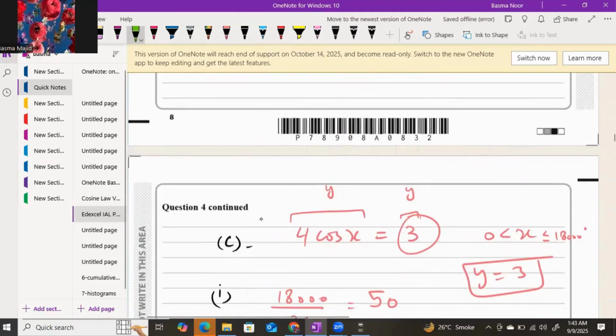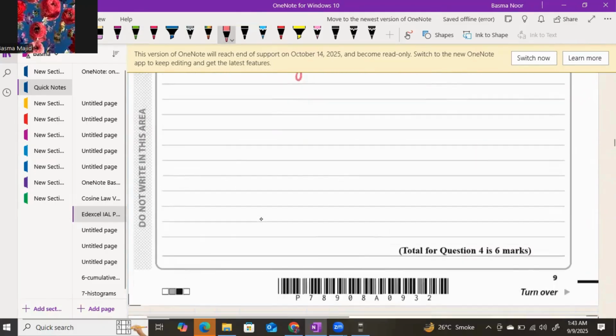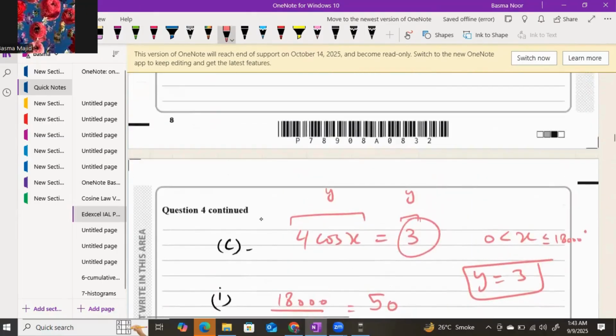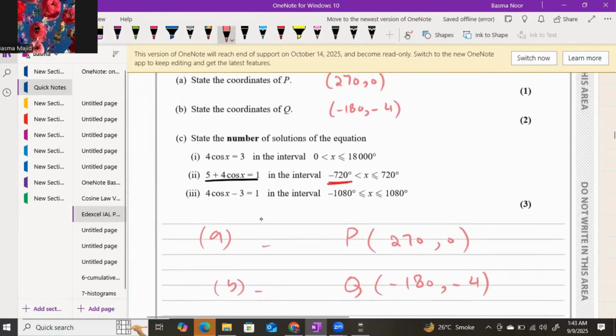So here you will mention it is going to be 4 number of solutions. You will get 4 number of solutions here. Similarly, we are now going to see part 3, which says 4 cos of x minus 3 equals 1.